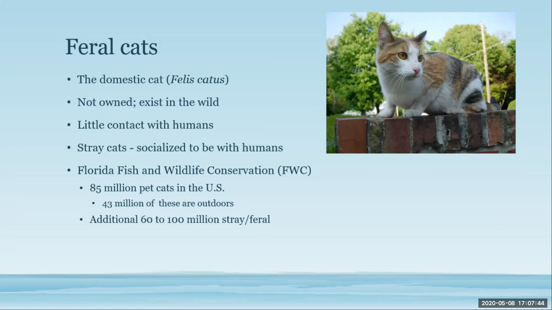It interacted with humans. But maybe something happened. Maybe it was abandoned or something. That would make it a stray cat. Now, say this stray cat has a litter of kittens. Those kittens, if they continue to grow up in the wild, they would be considered feral cats. Now, according to the Florida Fish and Wildlife Conservation, there are around 85 million pet cats in the US. Half of those are outdoors, 43 million of those 85. And not only that, but in addition to those 85 million, there's another 60 to 100 million that are stray or feral.